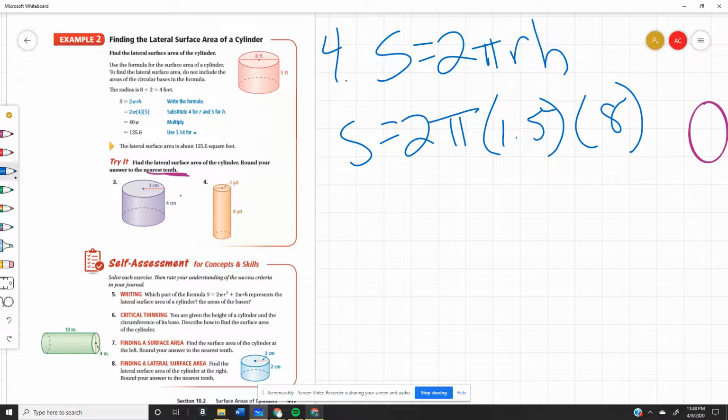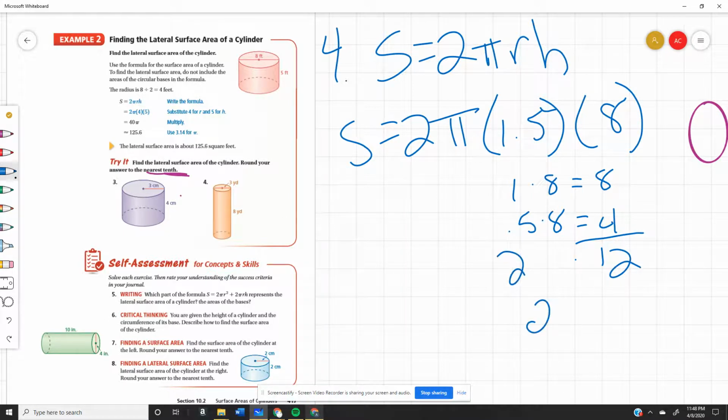When I'm dealing with like 1.5, I would break this 1.5 up into 1 and 0.5, and I would say 1 times 8 is 8. 0.5, or half of 8, is 4. 8 and 4 is 12. So 1.5 times 8 is 12. 12 times 2 is 24. So we have 24 pi.